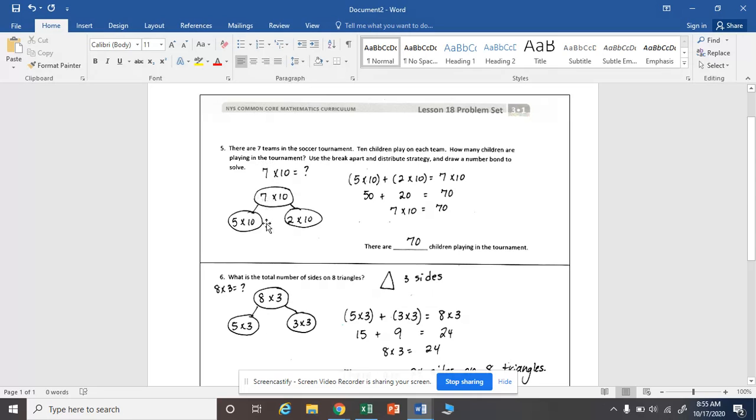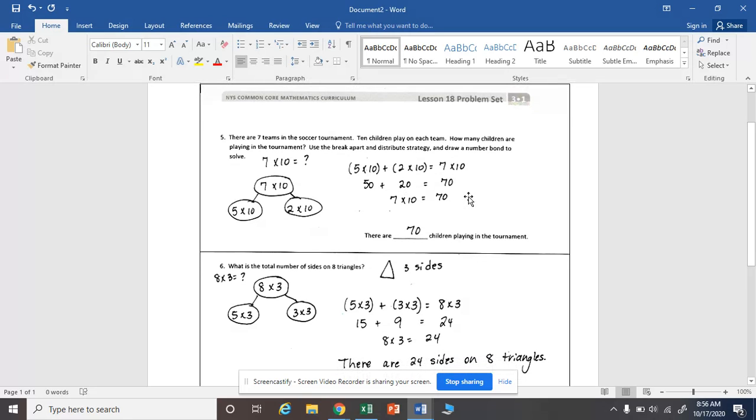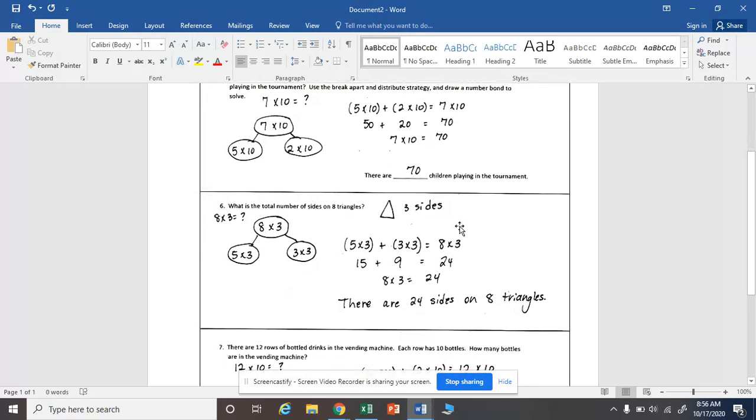So we break apart the 7: 5 times 10, and 2 times 10. So we bring it over. Here's our 5 times 10. Here's our 2 times 10, which equals 7 times 10. Therefore, we have 50 plus 20 equals 70. 7 times 10 equals 70. There are 70 children playing in the tournament.